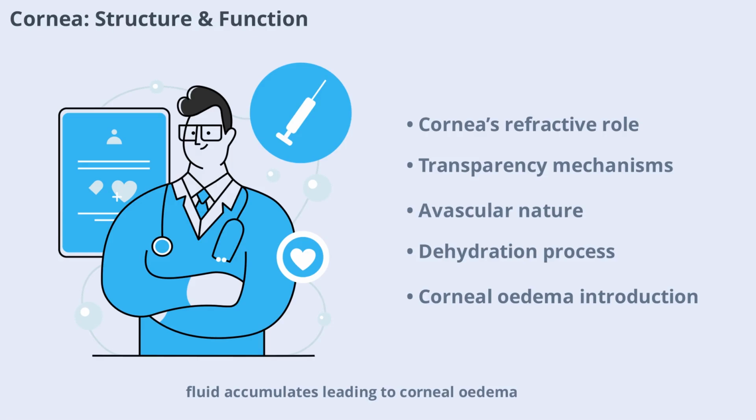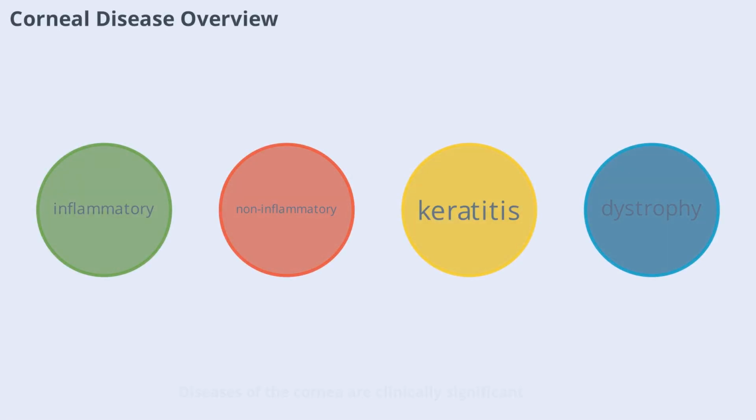When this balance is disrupted, fluid accumulates, leading to corneal edema. Understanding the cornea's structure and function sets the stage for exploring its diseases. Diseases of the cornea are clinically significant, often leading to permanent opacities and complications that can result in partial or total blindness. These diseases are broadly classified into inflammatory and non-inflammatory types.